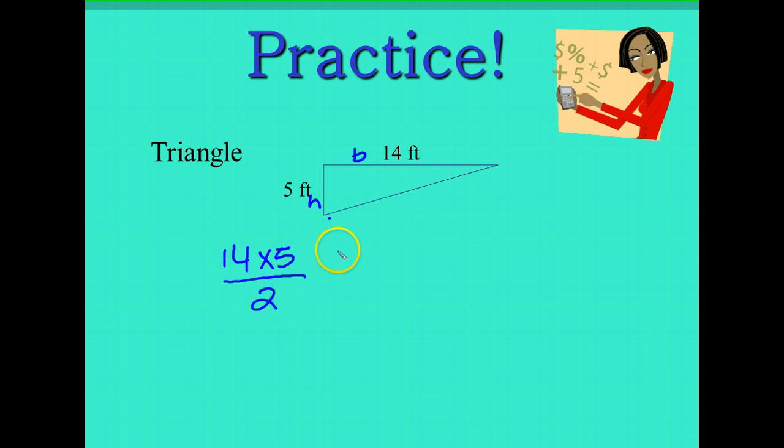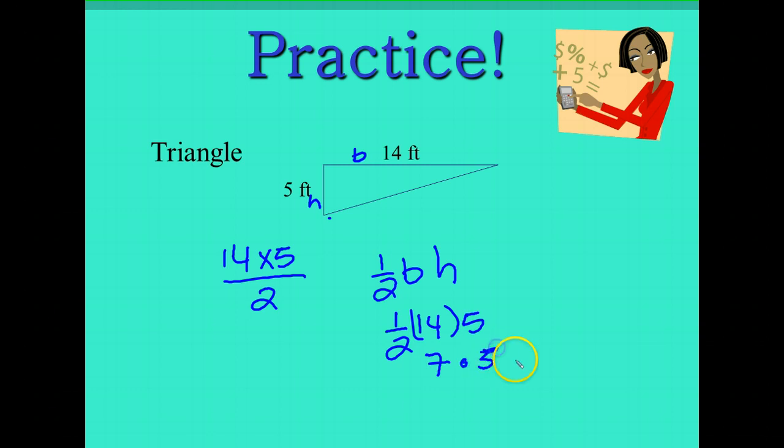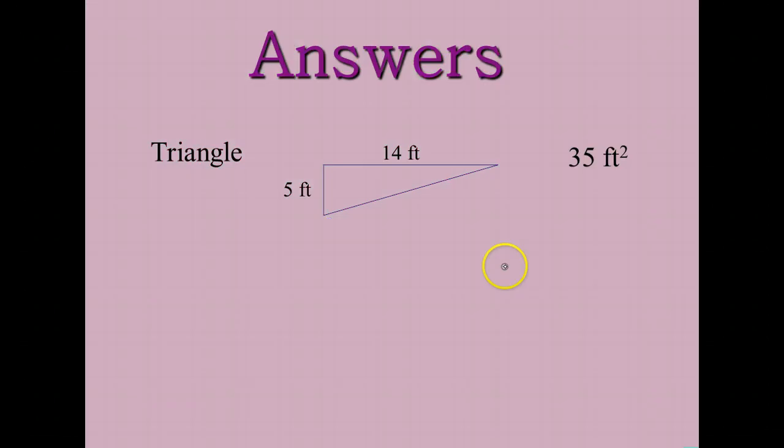Another way you can say this is half of the base times the height. Or you can say half of 14 times the height, which is 5. So that'll be 7 times 5, and we will get 35. Okay, moving on. Hopefully you all were able to do this. And here's the answer.